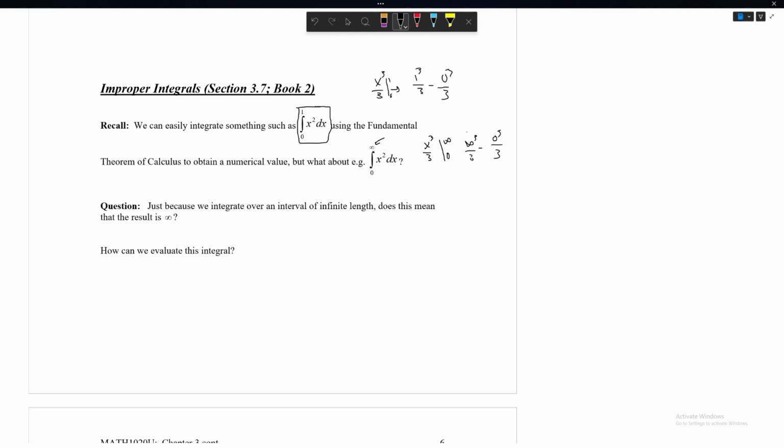It's like, well, what does this mean? I can't use this. Here it's asking a question: just because we integrate over an interval of infinite length, does this mean that the result is infinity? The answer is no, because we never want to see infinity as an answer, because that doesn't mean anything. So how can we integrate this so that we get an answer and not just infinity?